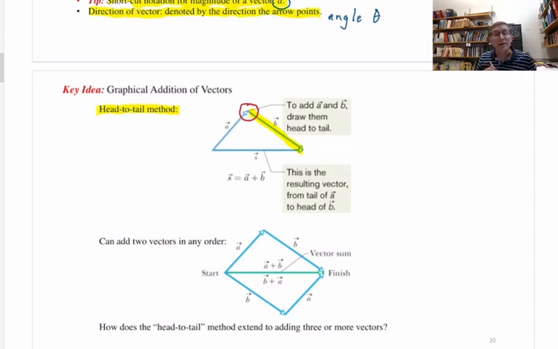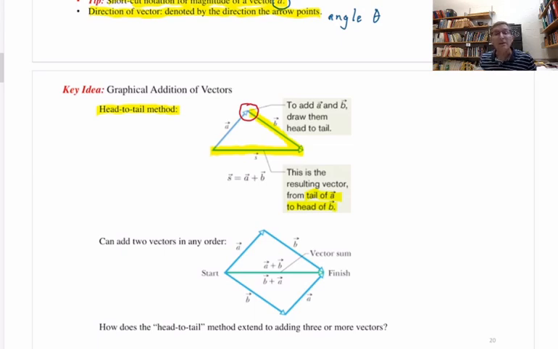Then I want to add A and B. We'll call the result S arrow, for sum, S-U-M. In the head-to-tail method of adding vectors, the sum of A and B points from the tail of A to the head of B. Or, to say it slightly differently, from the tail of the first vector to the head of the second. So that third arrow there, labeled S arrow, is the sum of A and B, and it's got a particular magnitude and direction.